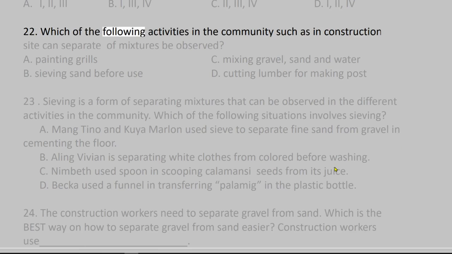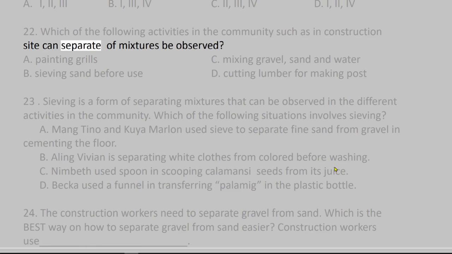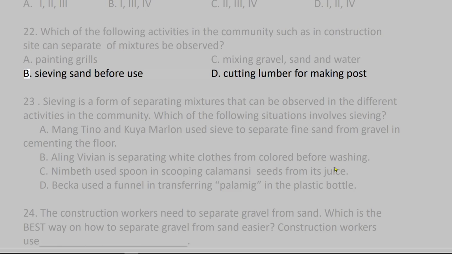22. Which of the following activities in the community such as in construction site can separate of mixtures be observed? A. Painting grills. B. Sieving sand before use. C. Mixing gravel, sand and water. D. Cutting lumber for making post.